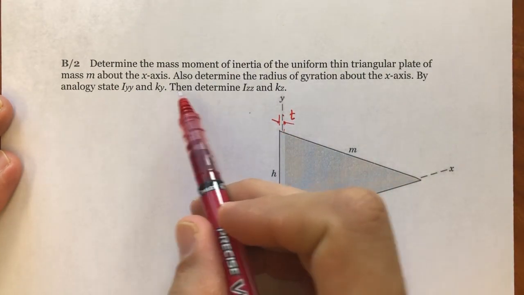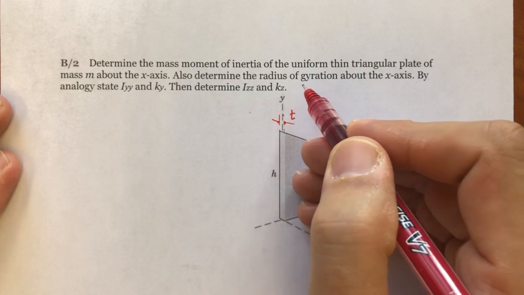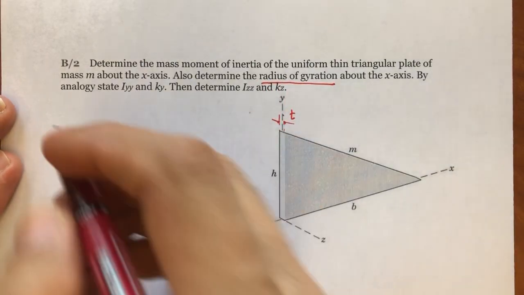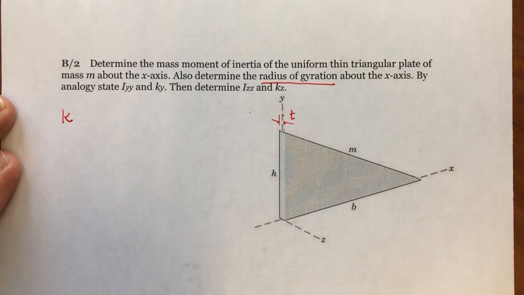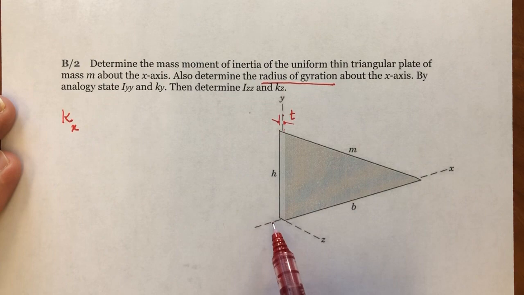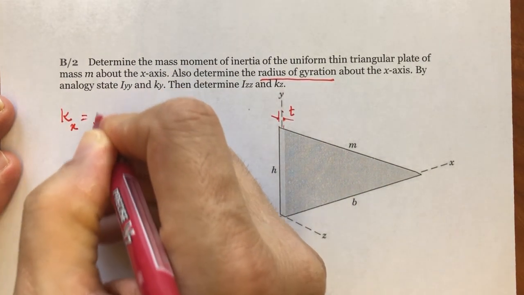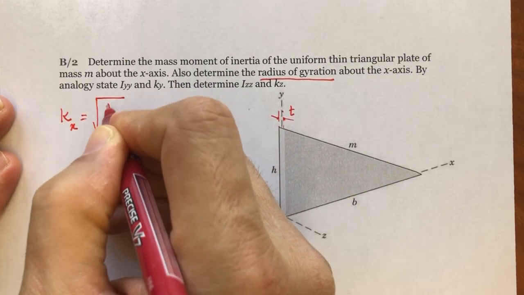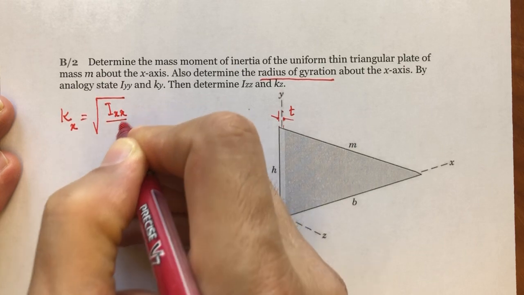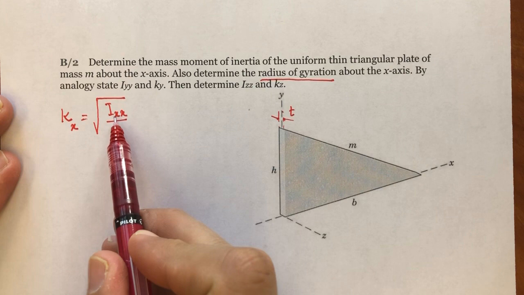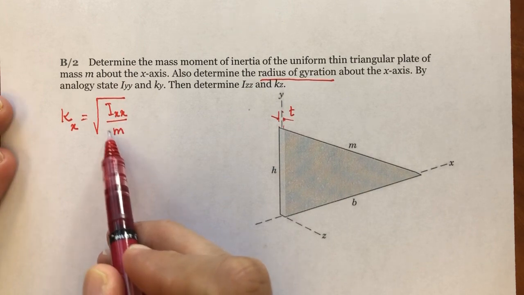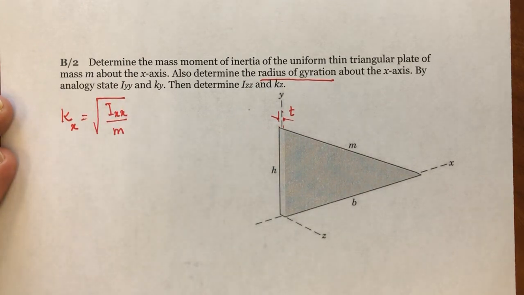The problem says radius of gyration, which we usually show with k, or sometimes r. kx means radius of gyration about the x-axis, is nothing but the square root of Ixx divided by m. So if we know the mass moment of inertia, you need to divide it by the mass, then take the square root, and that's going to be the radius of gyration.